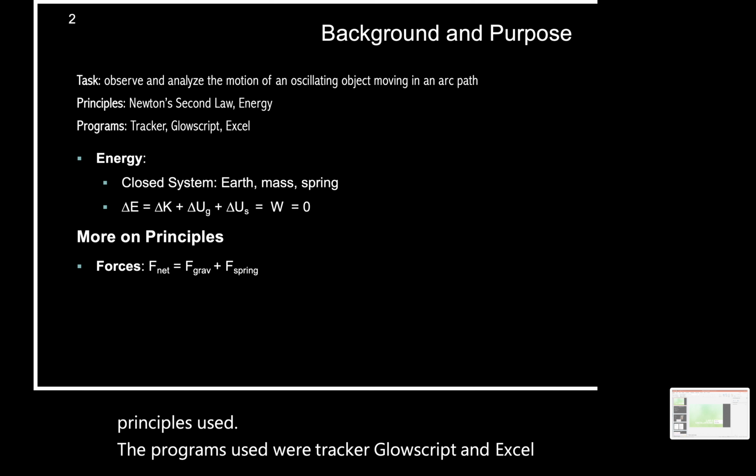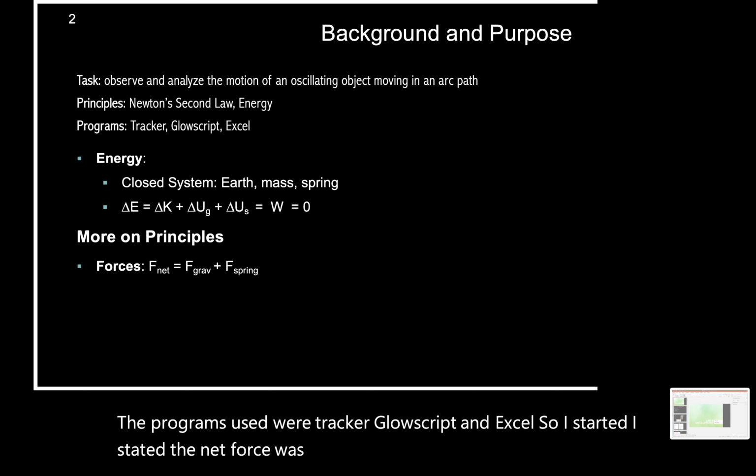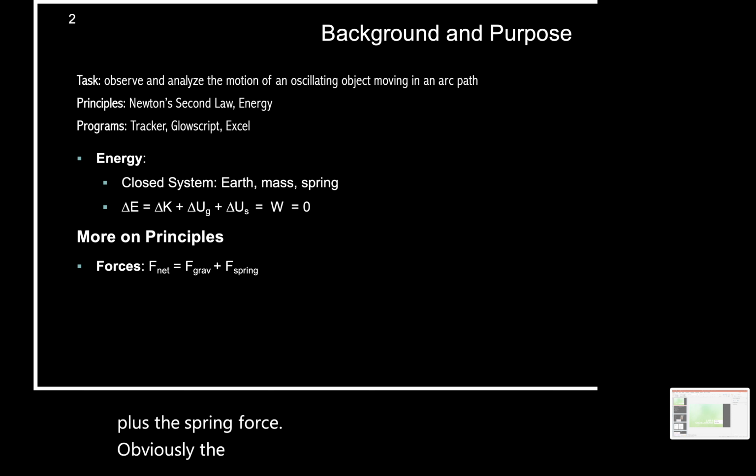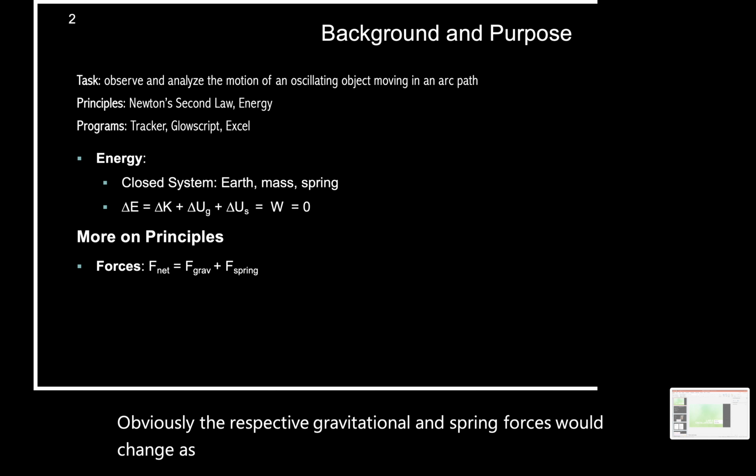So I stated the net force was equal to the gravitational force plus the spring force. Obviously, the respective gravitational and spring forces would change as the mass moved in its trajectory, but the total net force would be the same regardless.